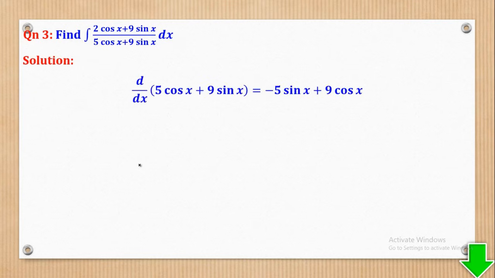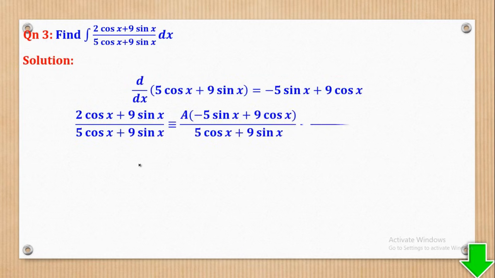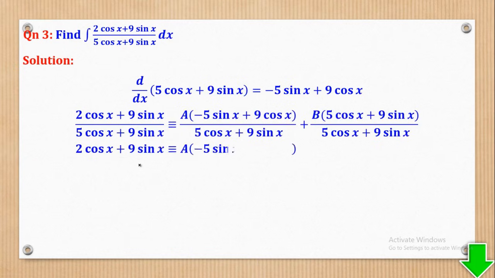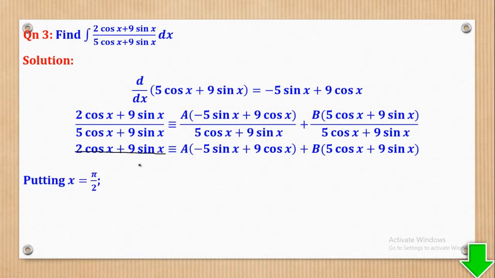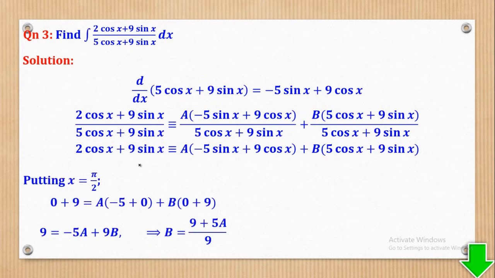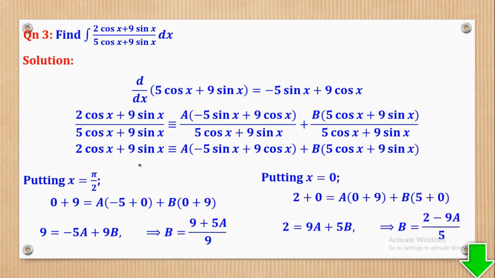So still the procedure is the same. First differentiate the denominator, then express the numerator in terms of a multiplied by the derivative of the denominator plus b multiplied by the denominator. So this is the line of interest. Next is to substitute. So when I put x equal to pi over 2, I'll come up with b as that. Then when I put x equal to 0, I'll come up with that, which gives me that equation. So next is to equate the two equations. So when I equate the two equations, I can easily come up with the value of a.